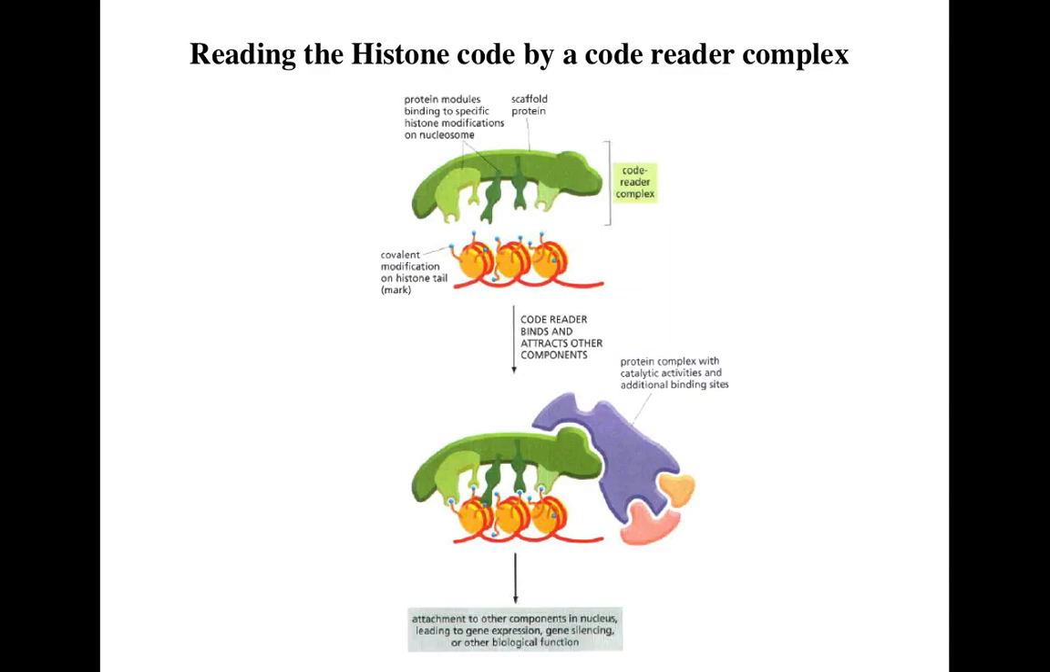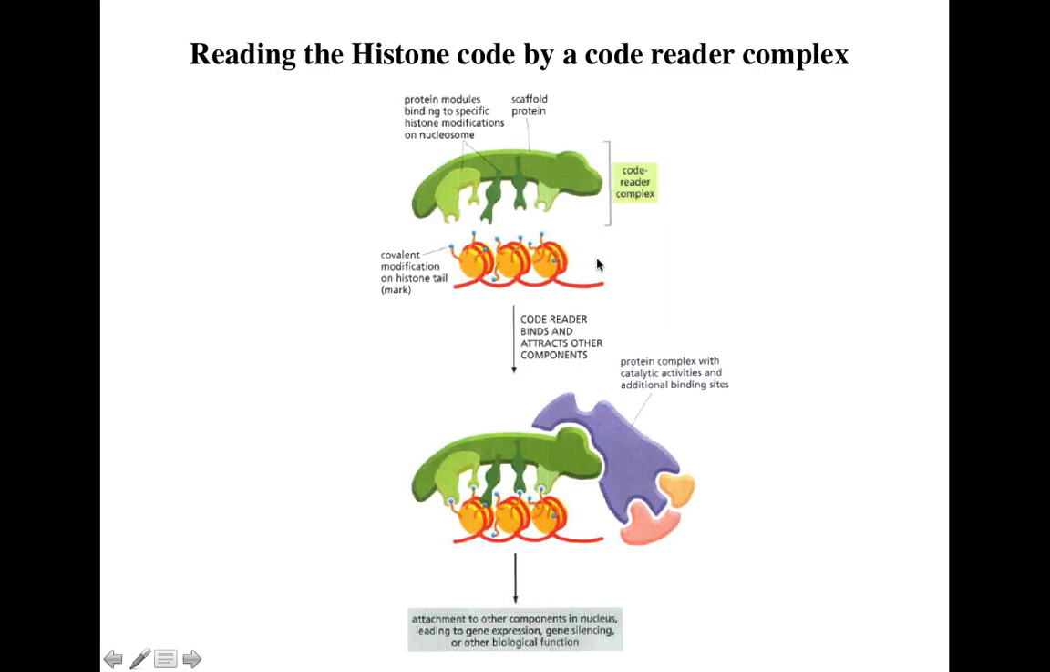So just to repeat that, there is a particular histone code on these histone tails, which can be read by a reader complex. A reader complex consists of a scaffold protein, which is associated with certain other smaller proteins which have a specific pattern. The sequence of the proteins on this scaffold protein needs to match with the histone code. If this match does not take place, then this reader complex cannot bind to the histone code and the downstream processes cannot take place.